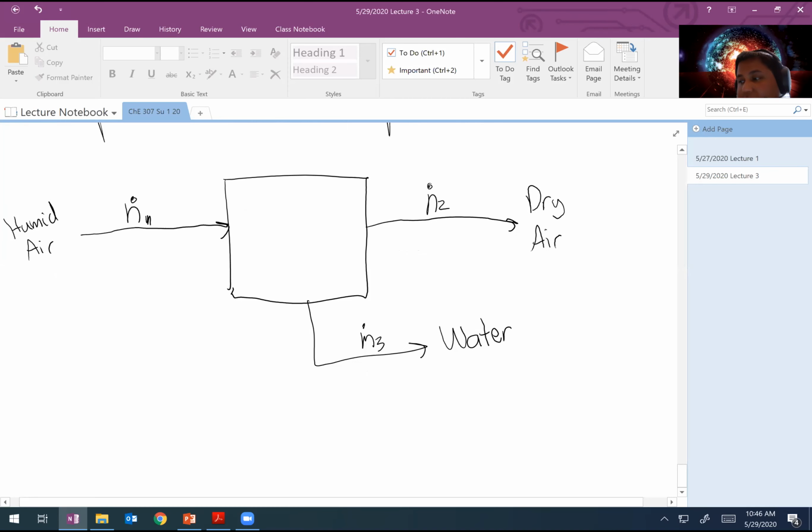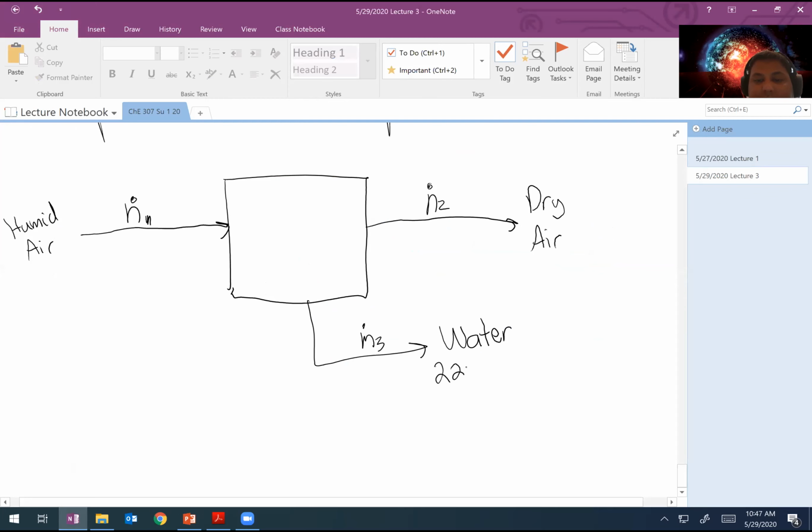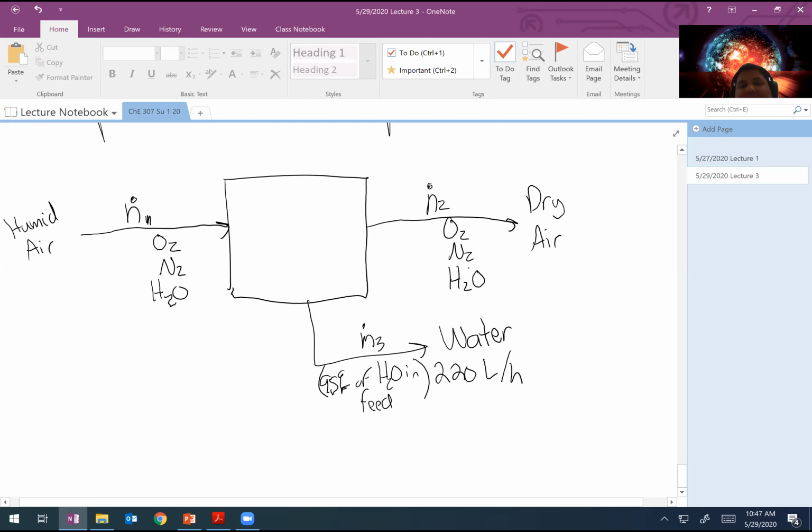Now what's been specified? Well, I know that in the problem statement, I have 220 liters per hour of water leaving the condenser. And I know that that water is 95% of what was in the feed. And I know I have some amount of oxygen, nitrogen, and water in the feed. I'm also going to have some amount of oxygen, nitrogen, and water in my dry air. So what else am I missing?